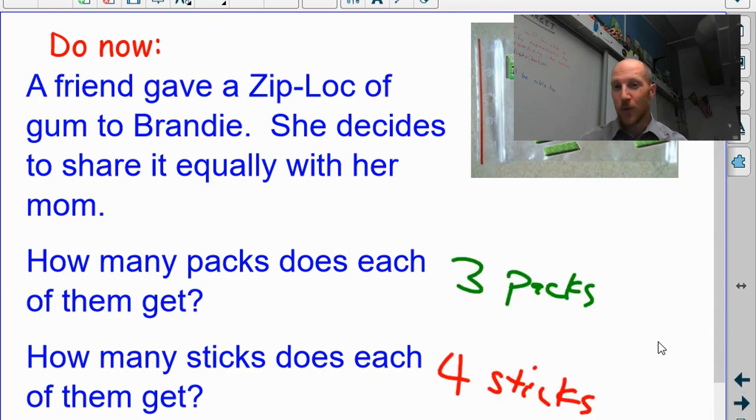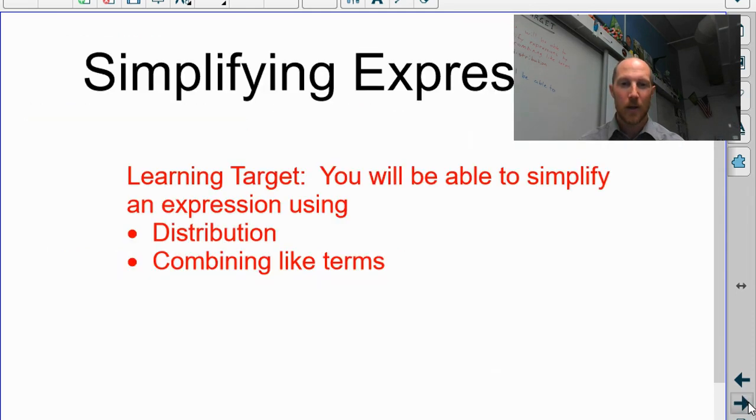All right, well, altogether there were 6 packs to begin with, so if they're split evenly, 3 packs each, and out of those original 8 sticks, each of them will get 4. Well, today we're looking at simplifying expressions again, and our learning target today is to be able to simplify an expression using these two things, distribution and combining like terms.